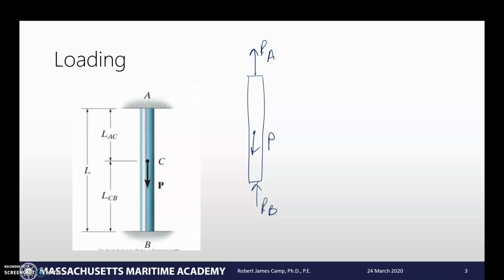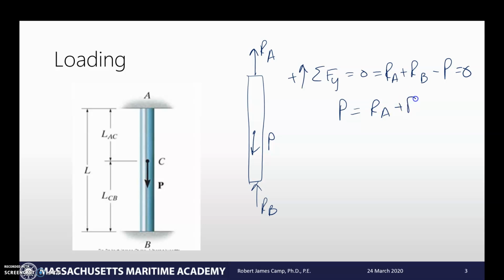So if we write our equilibrium equation for this, we've got the sum of the forces in the y direction equal to 0, and we're going to say that upward is positive. That gives us RA plus RB minus P equal to 0. So P is equal to the sum of RA plus RB. Now, can we solve for these reaction forces here? Typically we're going to know what P is. And no, we can't, because I have one equation and two unknowns.